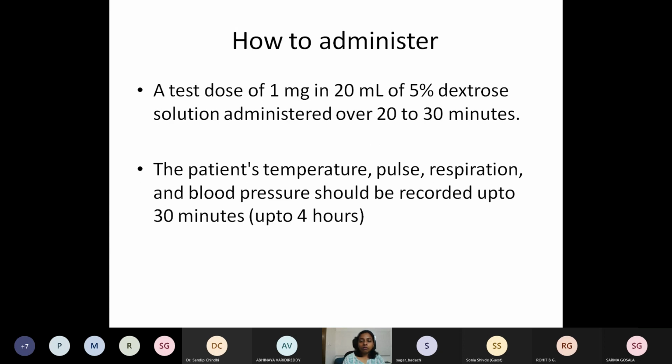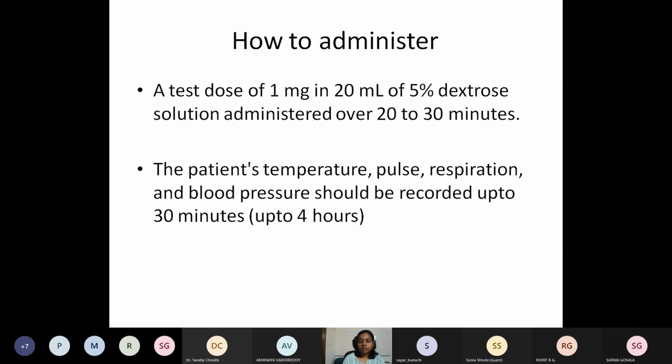So how do we administer? Now, once we have diluted the amphotericin, you give a test dose. For the test dose, you can add 1 milligram of the diluted solution in 20 ml of 5% dextrose and administer over 20 to 30 minutes. So that's a very slow administration.